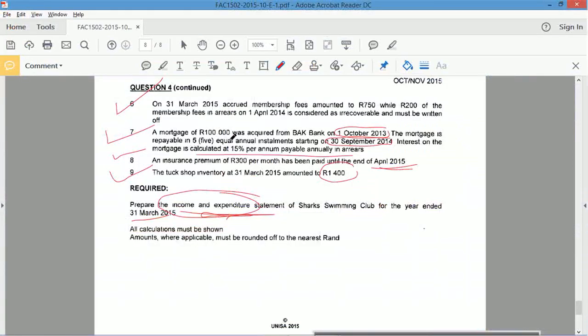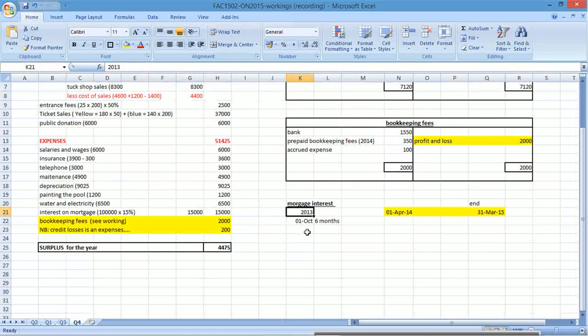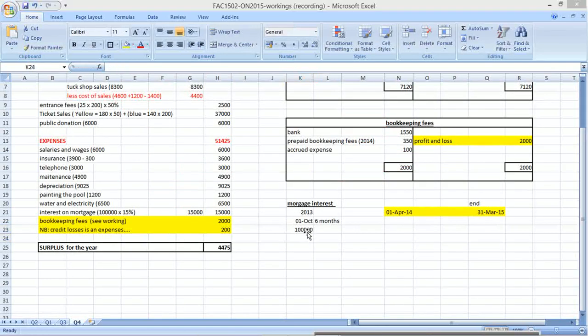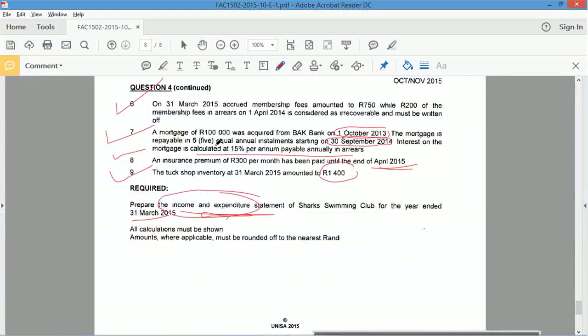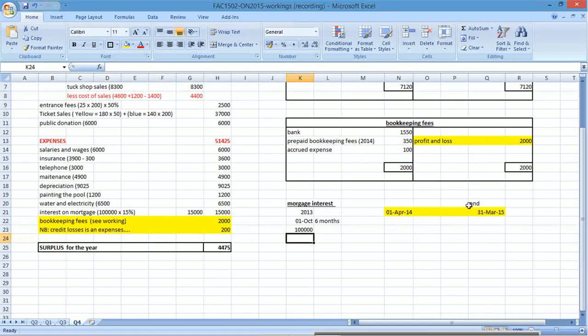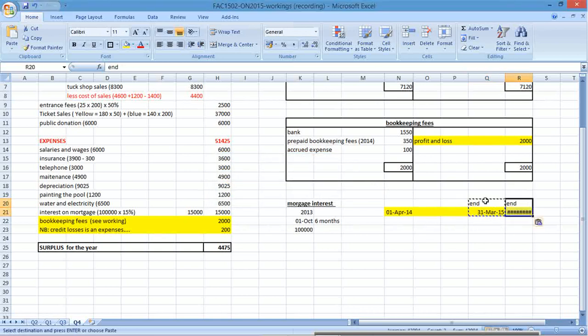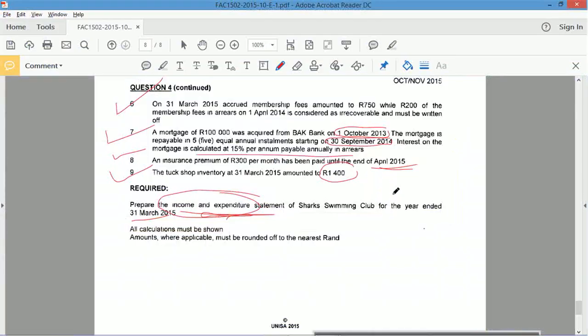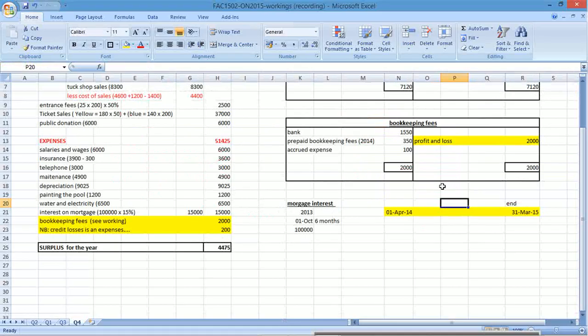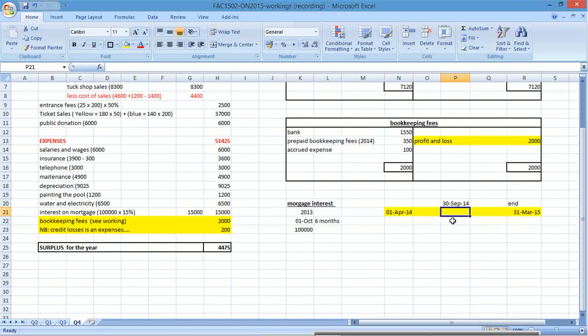Okay, so a mortgage of 100,000 was acquired on 1st of October. The mortgage is repayable in 5 equal installments starting on 30th of September 2014. Oh, see, that's during the year. That's why. Okay, I should have drawn a timeline. Normally I would. I think I'm just trying to rush it a bit too much here. Need to slow down a little bit. Okay, so this is 30th of September 2014. This would have been the payments.